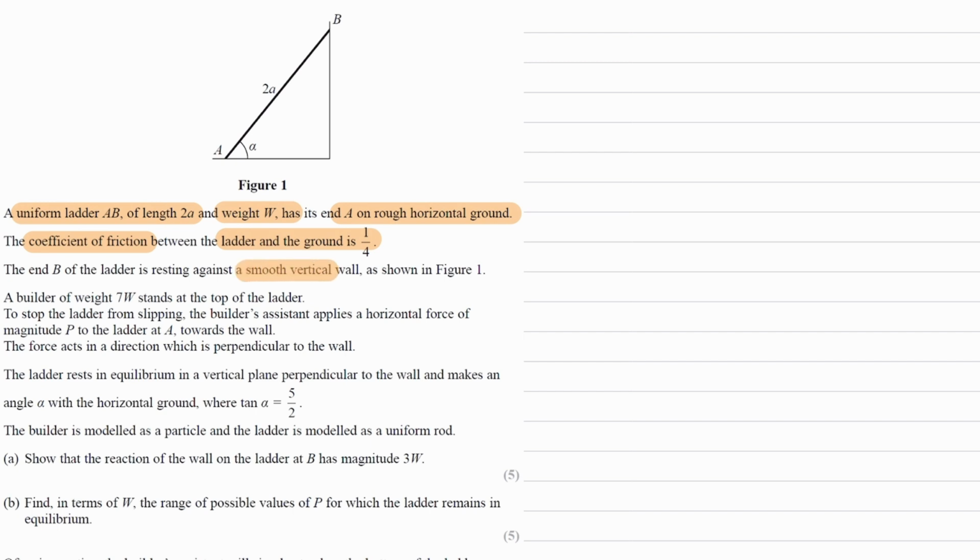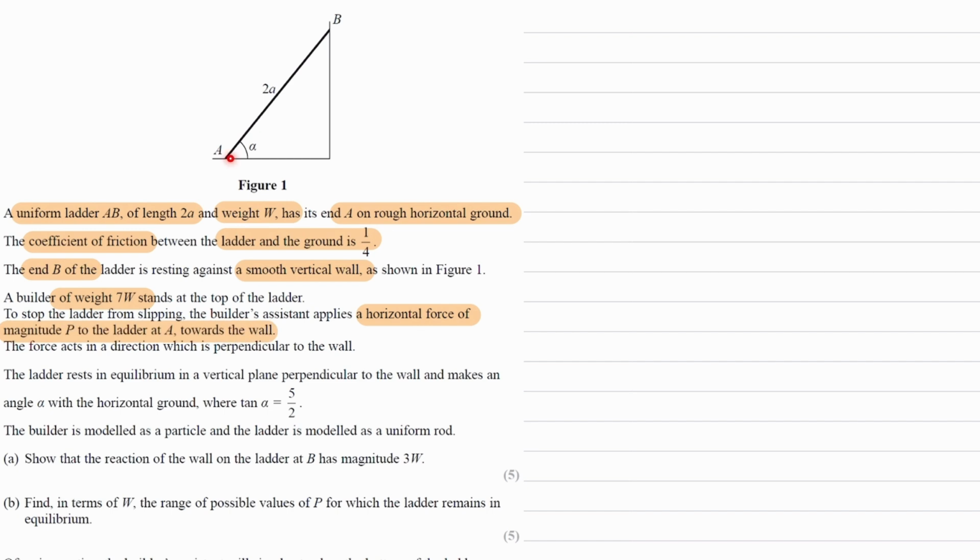So there's no friction at point B. A builder of weight 7W stands at the top of the ladder. So there will be a weight force here at point B going downwards of 7W, which we'll draw in a bit. To stop the ladder from slipping, the builder's assistant applies a horizontal force of magnitude P to the end of the ladder at A towards the wall.